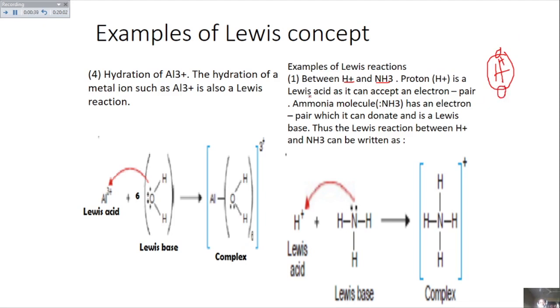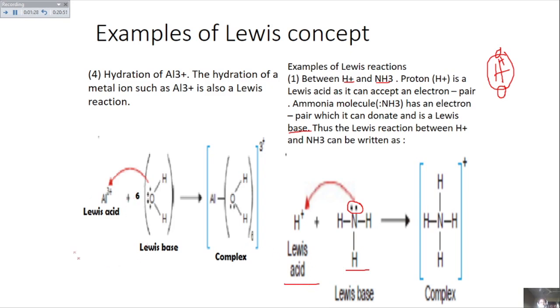Yes, that's why we say it's a Lewis acid, as it can accept an electron pair. Why ammonia? Ammonia has a pair of electrons that it can donate to hydrogen plus. It has an electron pair which it can donate, and it is a Lewis base. Thus, the Lewis reaction between proton and ammonia can be written as, look at it, this is a Lewis base because that's a lone pair of electrons, while the proton or the hydrogen ion has an empty orbital shell that it can use to accept the electron pair that is being donated by the base. Therefore, this one becomes a Lewis base, while this one becomes a Lewis acid.